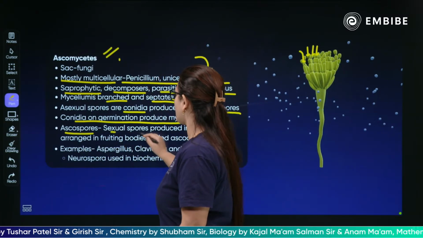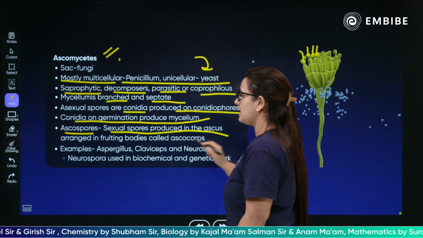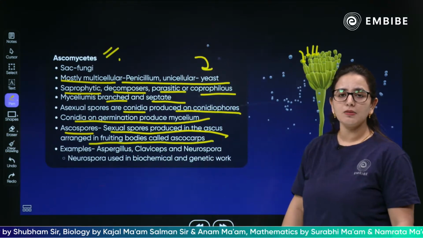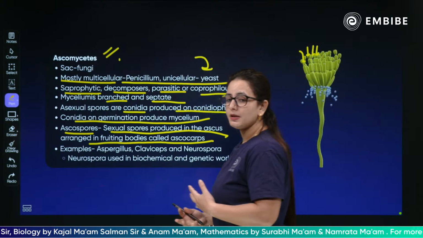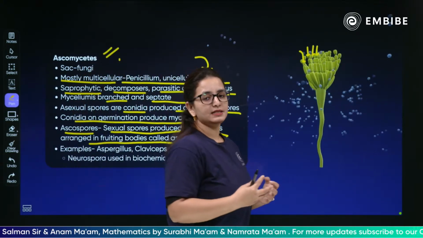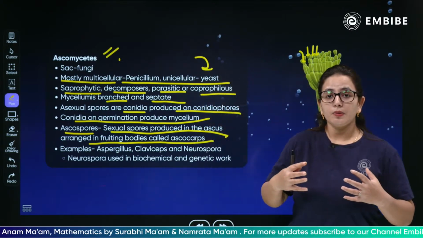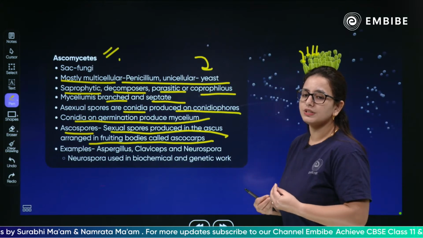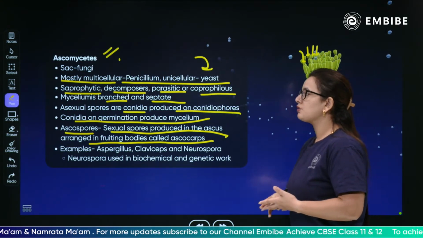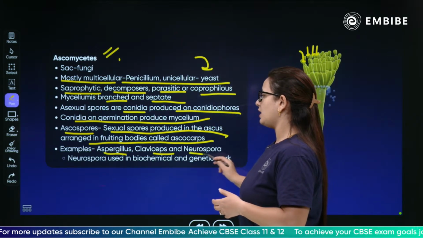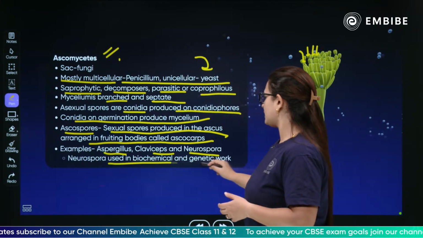Ascospores, the sexual spores, are produced in the ascus, arranged in fruiting bodies called ascocarp. The ascocarp contains the asci, which lead to the production of spores and the fusion of gametes through these spores. The examples of the ascomycetes are Aspergillus, Claviceps, and Neurospora. Neurospora is used in biochemical and genetic work.